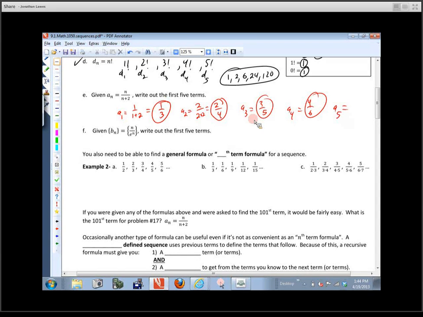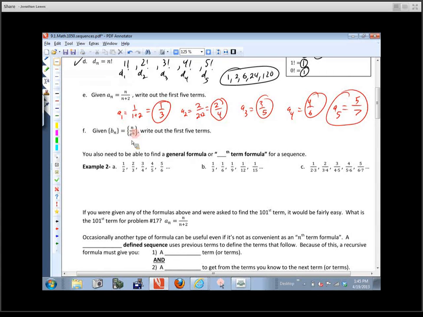What's happening to the top? 1 bigger every single time. In fact, it's the same as the index. So if the index is 5, the top's going to be a 5. And what about the bottom? Okay, it's 1 bigger every time, so this is going to be a 7, or a better way to look at it is, look at the formula. The top is n, the bottom is n plus 2, or in other words, it's 2 bigger than the top. So this is going to be a 7. And again, the cool thing about this is we could actually figure out what the 102nd term is. The 102nd term is 102 over 104. It's that quick once you spot the pattern. Any questions there?